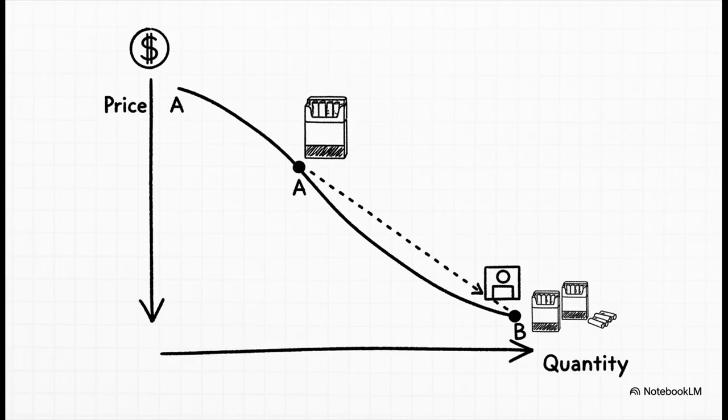When only the price changes, we're just moving from one spot to another along the same curve. So for instance, if a new tax makes cigarettes more expensive, people don't suddenly stop wanting them altogether, they just buy fewer. They move up along that same curve to a point with a lower quantity. We call this a change in the quantity demanded.